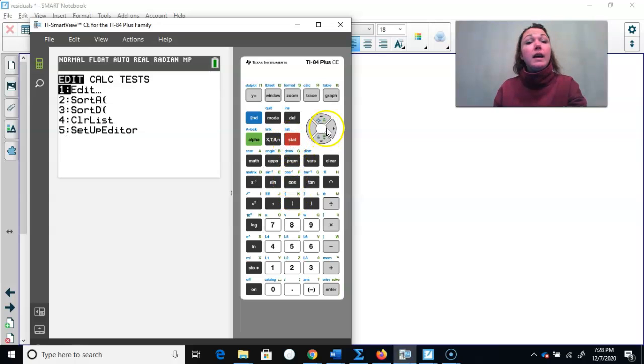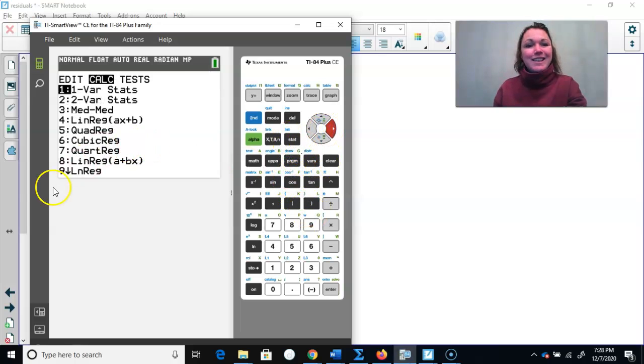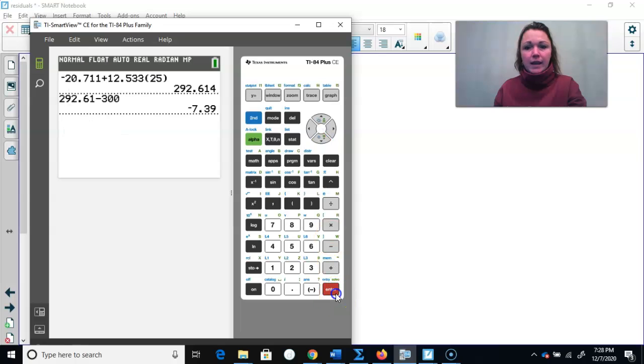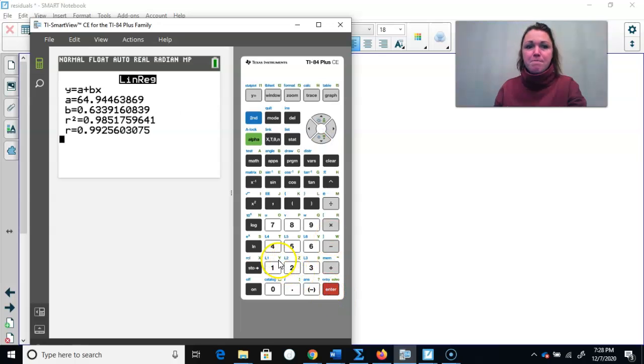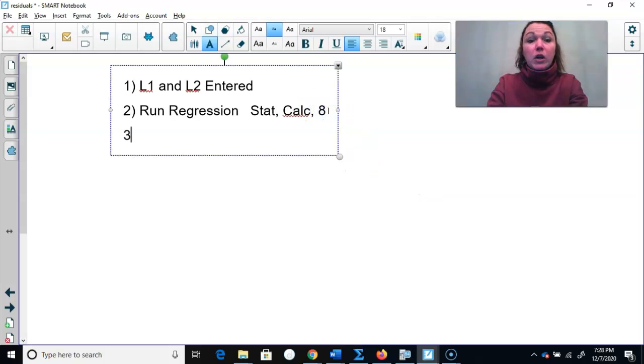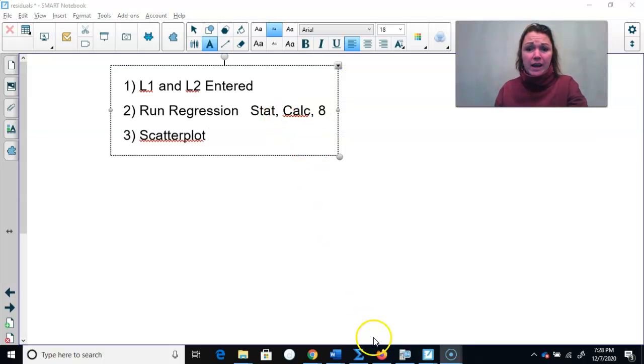Stat, calc, number 8, L1, L2, go ahead and calculate. Okay, there we go. We have our regression line. Y hat is equal to 64, just like what we had. Okay, so that's step 2. Step 3, we're going to go and we're going to look at the scatter plot of our data. Okay, why are we going to do that? We want to make sure that it's straight anyways.